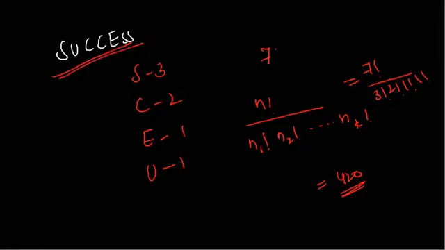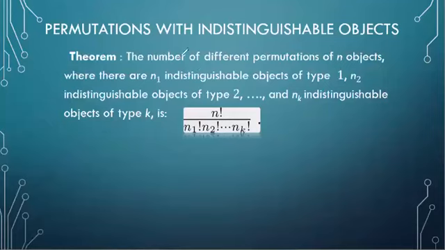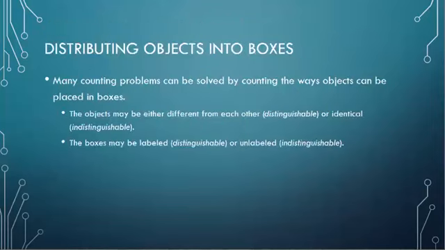The same formula is written as follows. The number of different permutations of n objects, where there are n1 indistinguishable objects of type 1, n2 indistinguishable objects of type 2, and nk indistinguishable objects of type k.